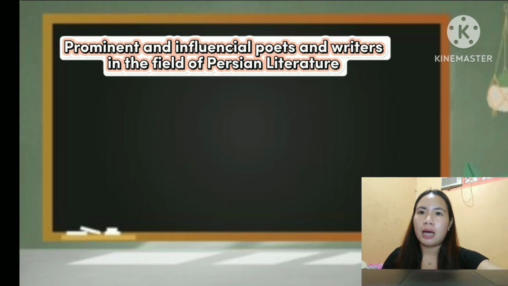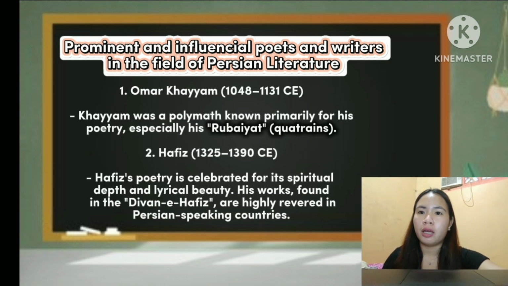So first, let's have Omar Khayyam. Omar Khayyam was a polymath known primarily for his poetry, especially his rubaiyat or quatrains. These poems explore themes of life's fleeting nature, the mystery of existence, love, and the pursuit of knowledge.